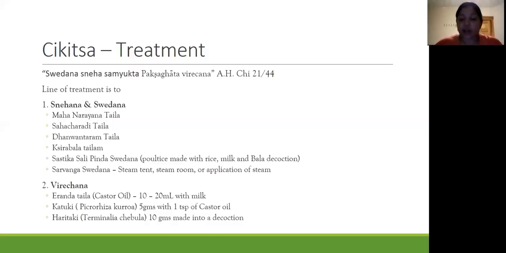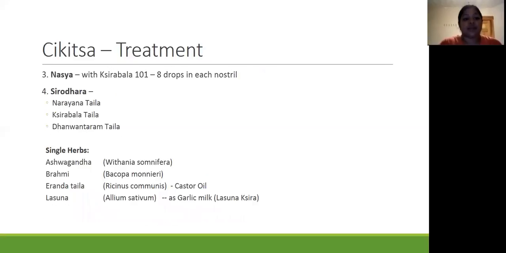Okay, so in all of these aspects, this is again for the purpose of lubricating and dilating the channels and then flushing out everything. So that helps to disperse, reduce the fluid retention, get the vata moving downwards, and also provide nourishment and stability to all the structures that have been depleted. Okay? So after that is done, the next part of the treatment is rejuvenation. What you need to do is start rebuilding the structures, the tissues, and the dhatus. So what you can do is nasya with Kshirabala 101.